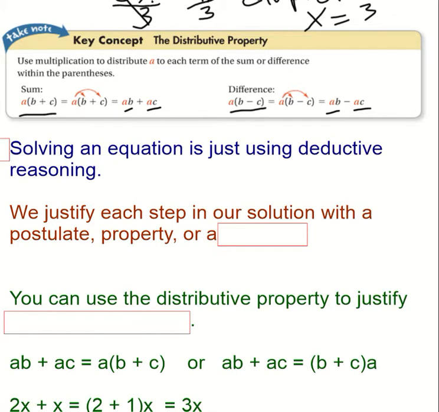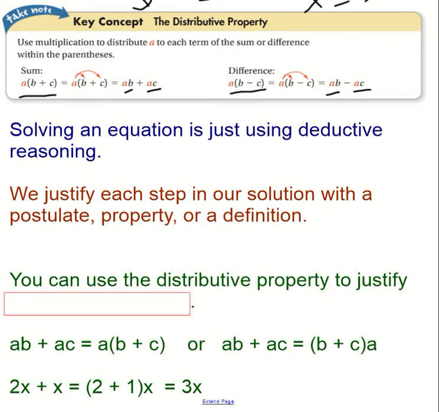And so solving an equation is just using this deductive reasoning. And what we're going to do is we're going to justify each step in our solution with a postulate, property, or a definition. Why the distributive property is so helpful is you can use it to justify combining like terms.